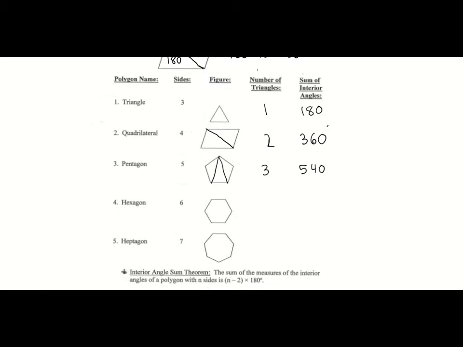Hexagon, we have 4 triangles. 4 times 180 equals 720. And our last one here, 7 sides, we have 5 triangles. And those interior angles would add up to 900.